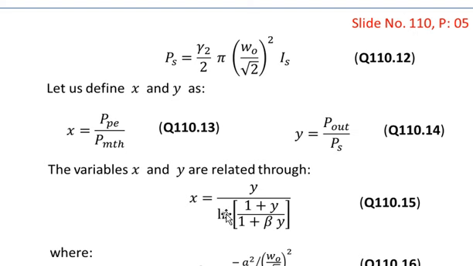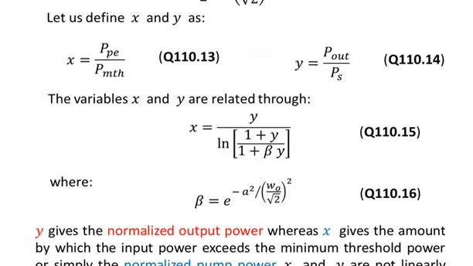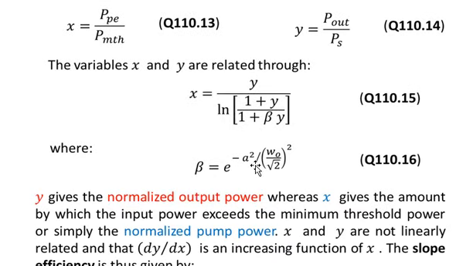I am not going to give the proof of this one, but just mentioning that x is equal to y over natural log of 1 plus y divided by 1 plus beta times y, where beta is equal to e to the power minus a square divided by the square of w naught over square root of 2.